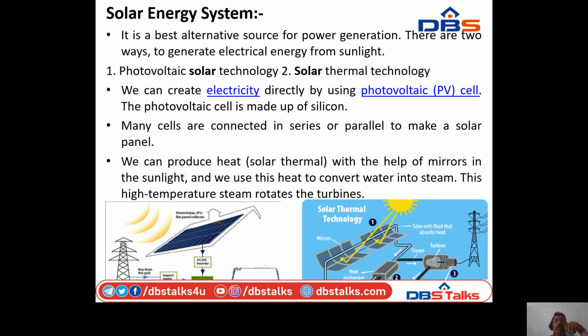We can produce heat, solar thermal, with the help of mirrors in the sunlight. And we use this heat to convert water into steam. This high temperature steam rotates the turbines.